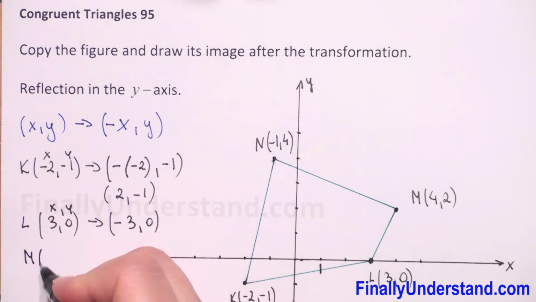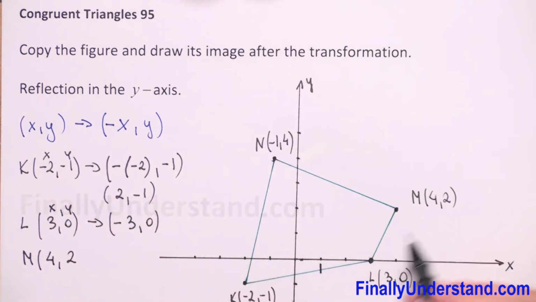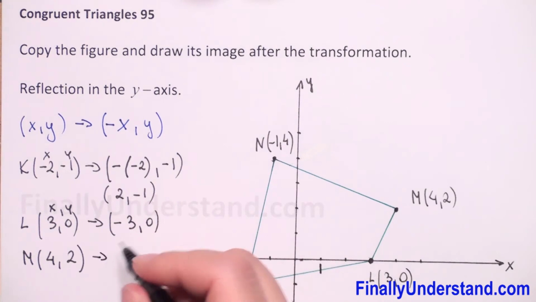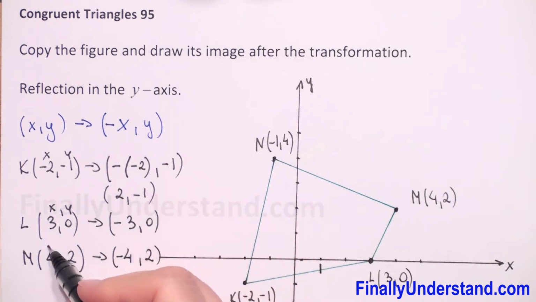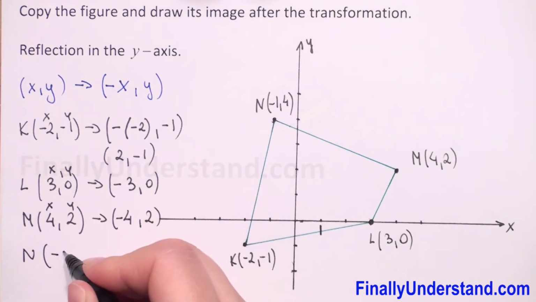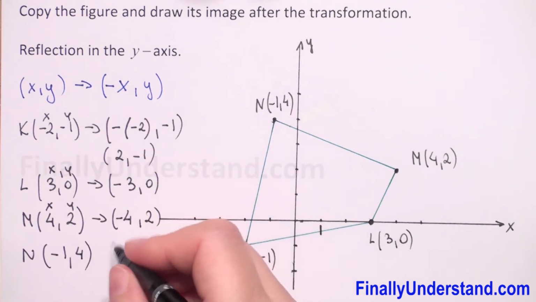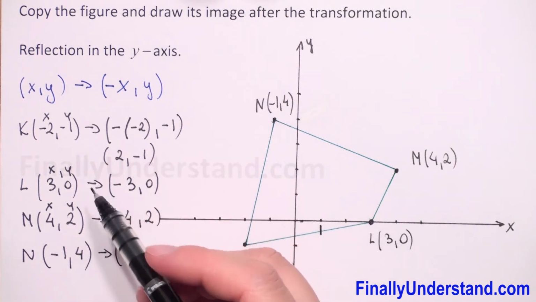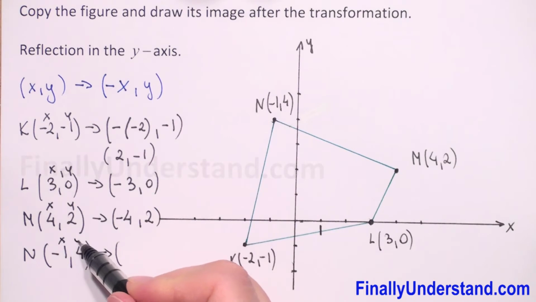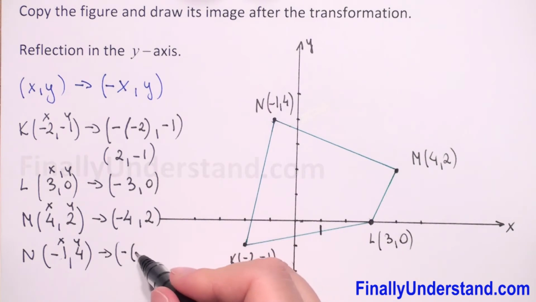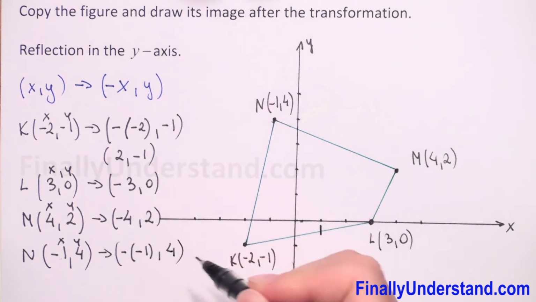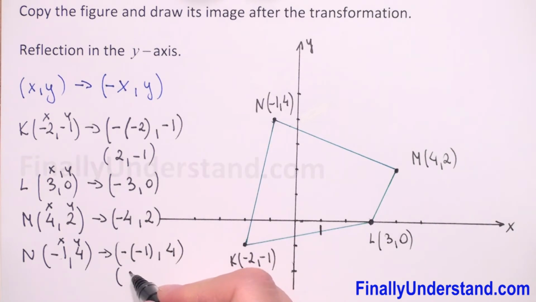Now M has coordinates (4, 2). We put a negative sign before 4, and y we just copy. This is x, y. And point N has coordinates (negative 1, 4), and we put a negative sign before x. This is our x, this is our y. Because we have negative x, I will put this negative, and in parentheses we have negative 1, and 4 we just copy. So negative and negative is positive, and 4 stays the same.